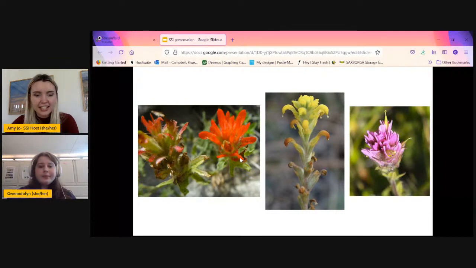Yeah, it's easy to see that they're very varied amongst the varieties. Very, very cool. Thank you for sharing those photos.